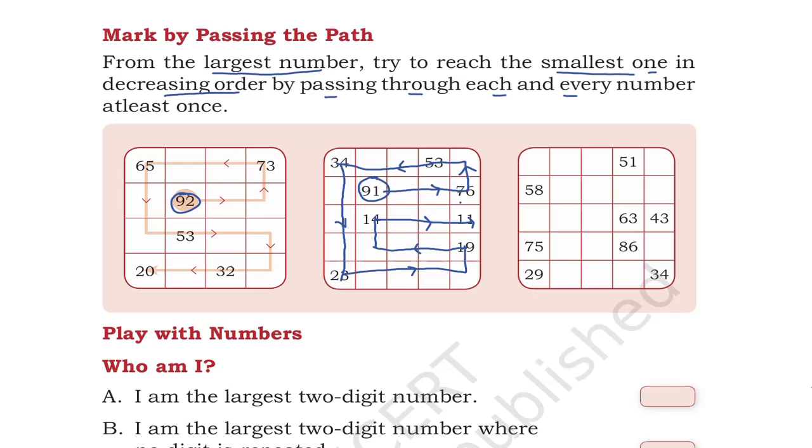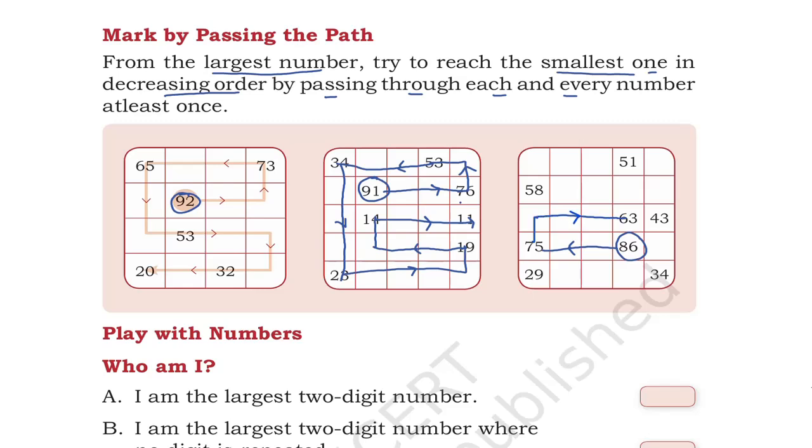Okay, so I see here that 86 is the largest number. From that number, we are going to reach the smallest one in the decreasing order, which is 75. So we're going to go here to 75. And we need to see, do we have any number? Oh, 58, 58. No, no. We have 63. Let's go to 63 first.